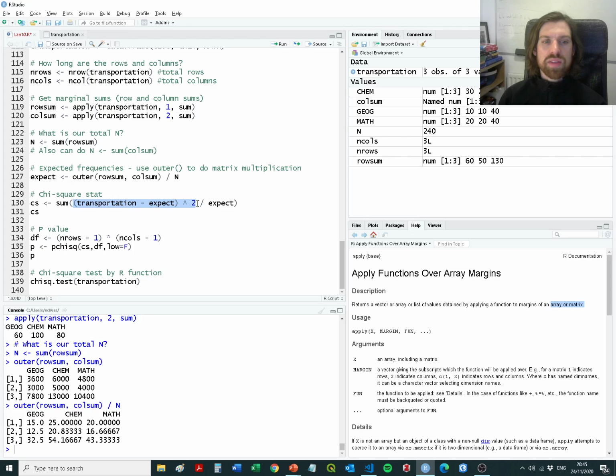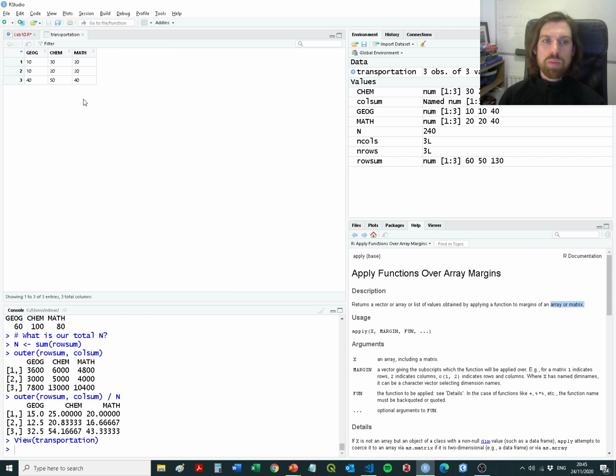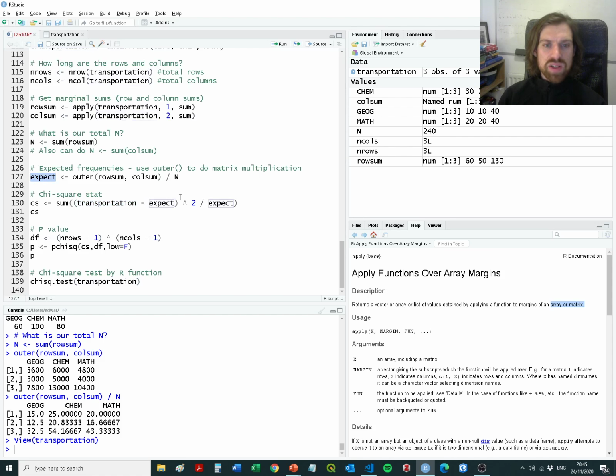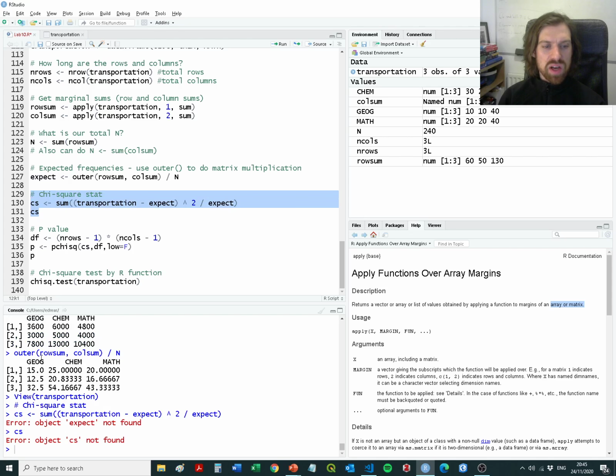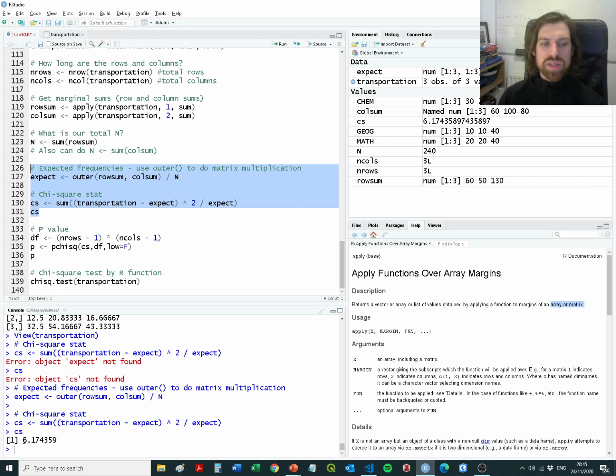So what we need to do is actually take the sum of all of these values here. So we need to subtract the expected from the transportation data set. You remember what that looks like, and we've already got the expected values here, and then we can square them and divide them by expected again. So this gives us our chi-squared value, which is 6.17.